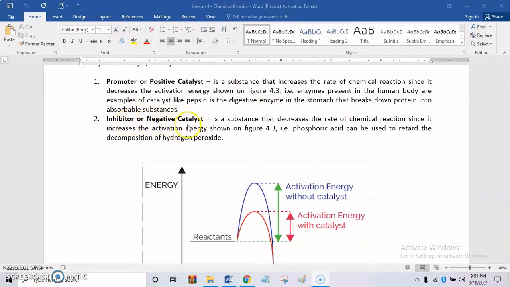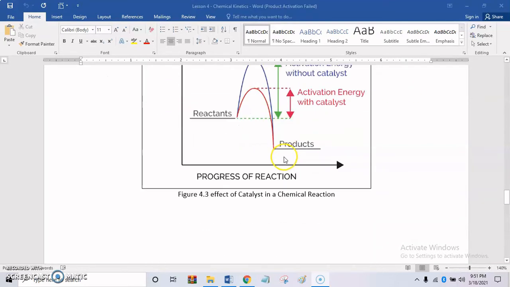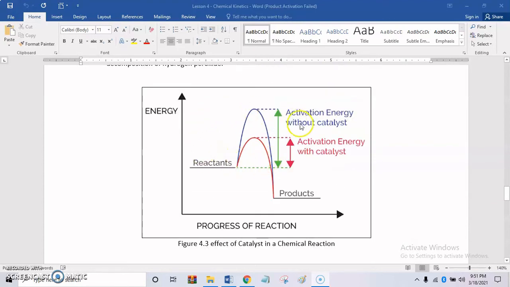Inhibitor or negative catalyst. This is a substance that decreases the rate of chemical reaction since it increases the activation energy. Phosphoric acid can be used to retard the decomposition of hydrogen peroxide. So, this example is about the effect of a catalyst in a chemical reaction.